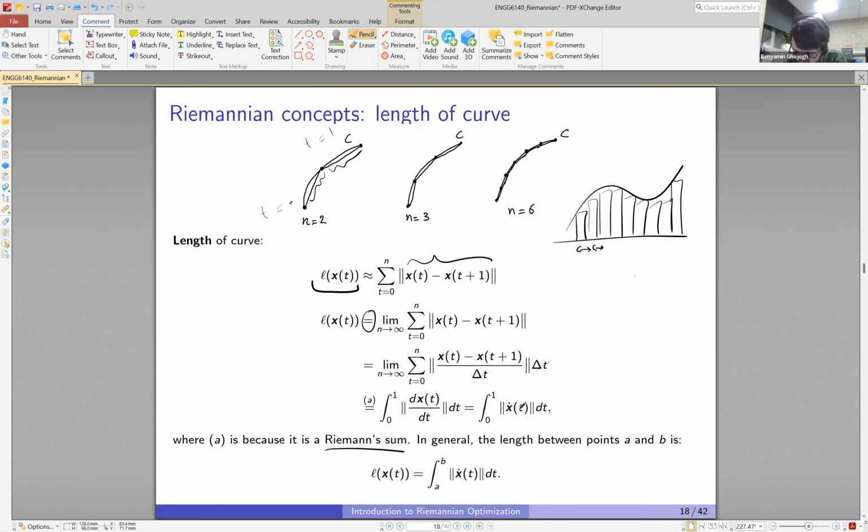In general, when we go from point A to point B, we can replace this 0 and 1 with A and B. So the length of the curve x with parameter t is the integral of the norm of the derivative of x with respect to t, dt, where t goes from A to B. This is the length of the curvy line on the manifold.